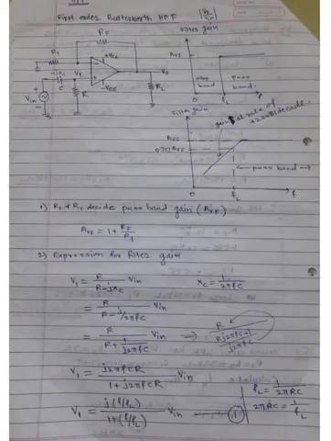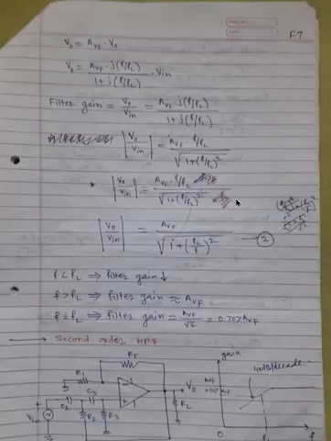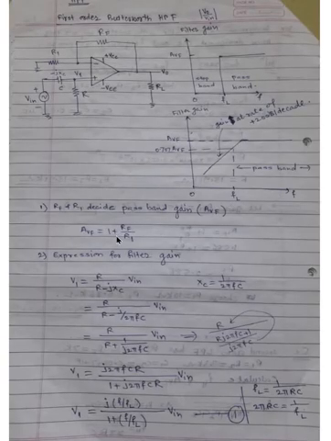Now we'll see that RF and R1 decide the pass band gain. As it is a non-inverting amplifier, AVF is equal to 1 plus RF upon R1. Now we'll see the expression for the gain of the first order high pass filter.